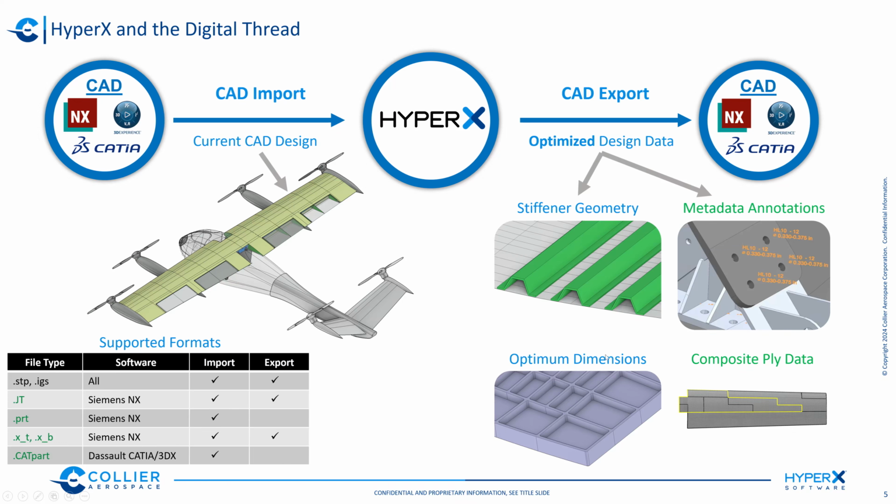We can also pass out optimized dimensions in the CAD file, as well as composite ply data, which is related to the workflows I'll be showing, and there's a lot more that can be shown here. Likely save that for a webinar for another day. And then down at the bottom left is a table that summarizes all the CAD formats that we now support for both import and export. Again, the green text highlights recently added features or formats.